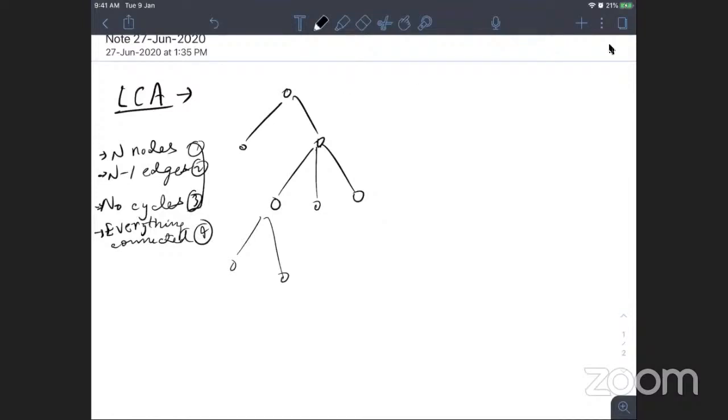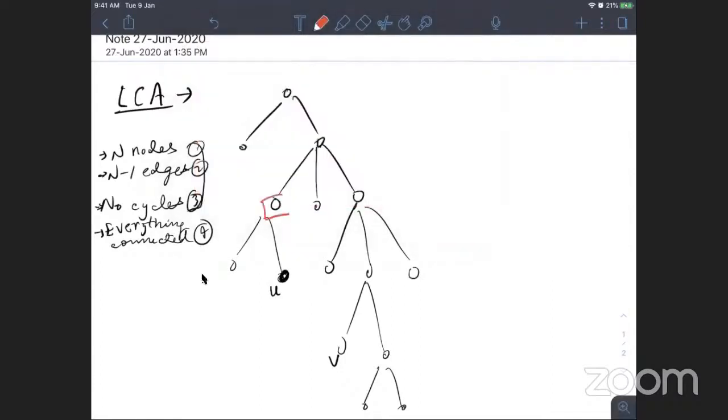So let's say you have a tree, and I'll not motivate it right now, but let's say the question asks you to find the lowest common ancestor of two nodes. So let's say this is the node U and this is the node V. That means we are trying to find the bottommost node which is an ancestor of both of them. By ancestor, for example, U's ancestors are this node, this node, this node. These all three are U's ancestors because they are above you.